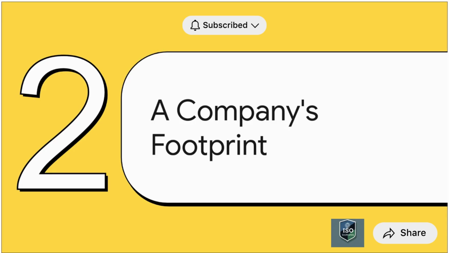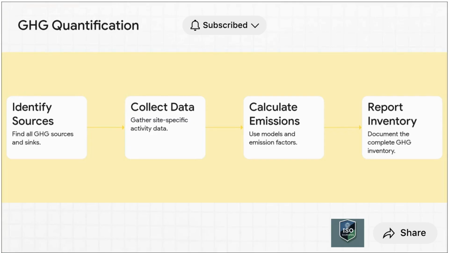So greenhouse gas accounting, think of this as a company's annual carbon report card. It's a full-on inventory of every single greenhouse gas that the organization is responsible for releasing over a whole year. And the process itself? It's actually pretty logical. First, you identify every single source of emissions. We're talking everything from factory smokestacks to the trucks that deliver their products. Then you collect all the data for that activity. That lets you calculate the emissions, and finally, you can report the whole picture.